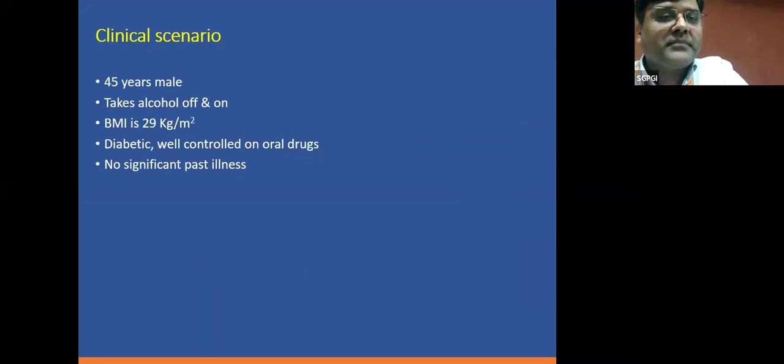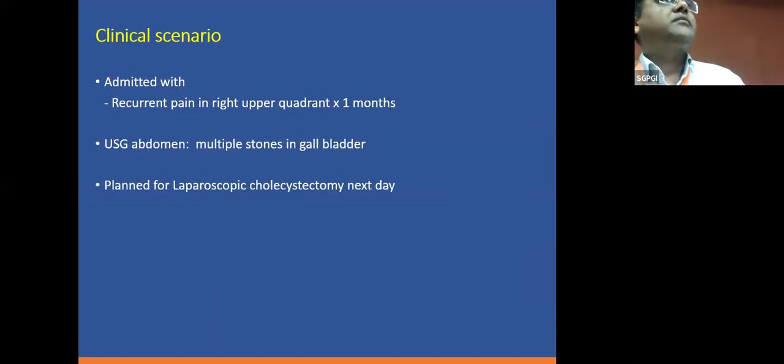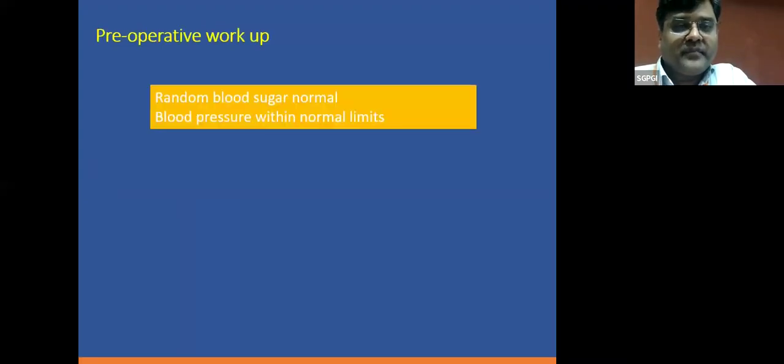A 45-year-old male who takes alcohol off and on. BMI is 29, so risk for fatty liver disease; alcohol, so alcoholic liver disease; diabetes, well controlled. All the possible risk factors present. Without any significant past history, admitted with pain abdomen, planned for cholecystectomy because found to have gallbladder stone. Admitted, random blood sugar was found to be normal.